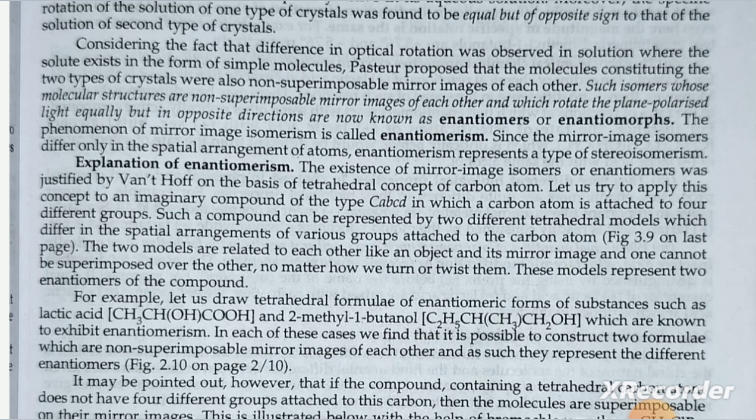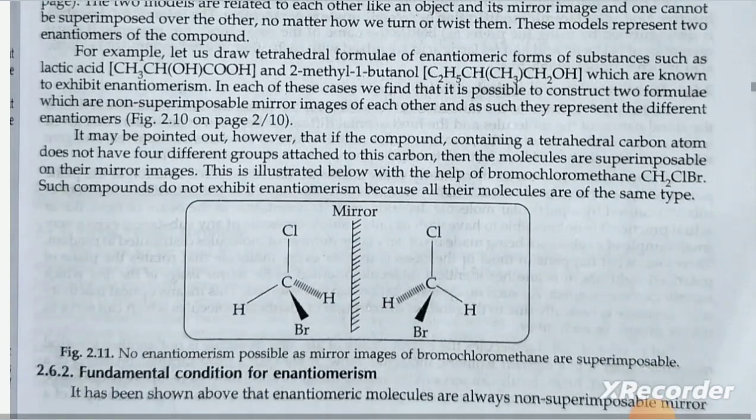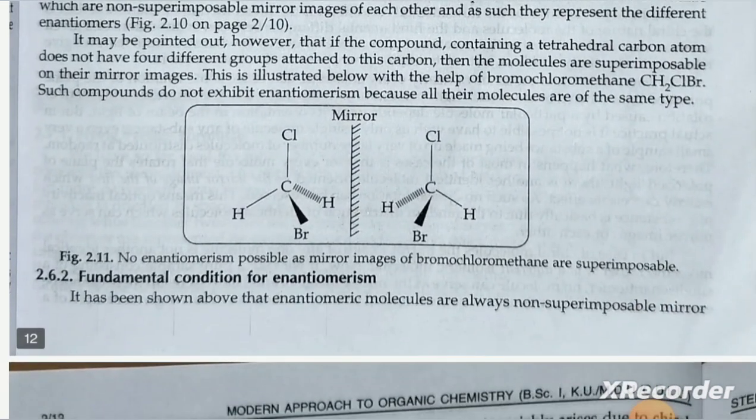It may be pointed out, however, that if a compound containing a tetrahedral carbon atom does not have four different groups attached to this carbon, then the molecules are superimposable on their mirror images. This is illustrated below with the help of bromochloromethane, CH2ClBr. Such compounds do not exhibit enantiomerism because all their molecules are of the same type.